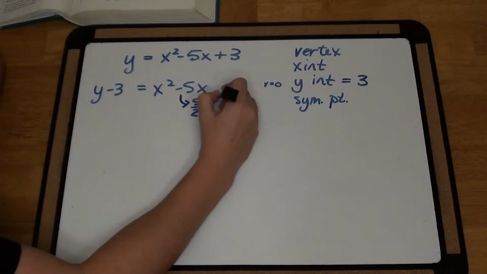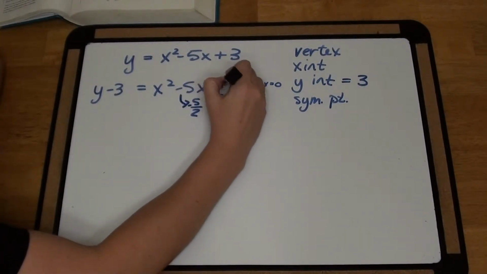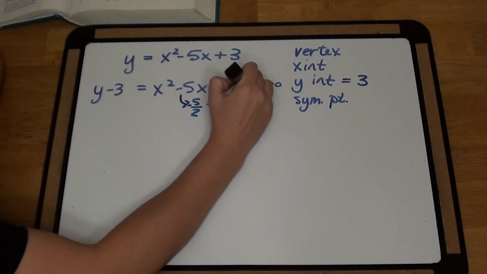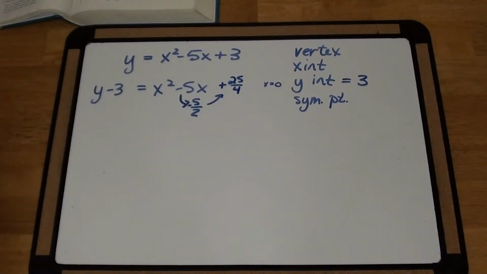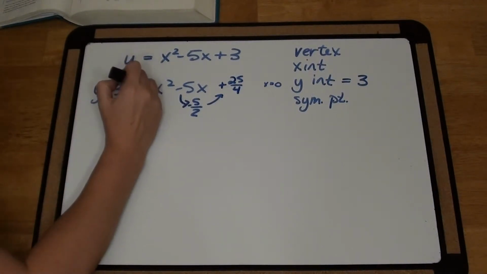So when I square this, oh, it's a negative 5 halves, by the way. So when I square negative 5 halves, what do I get? A positive 25 fourths. So now I need to add 25 fourths to this side as well. So I'm just going to squeeze that in, 25 over 4.